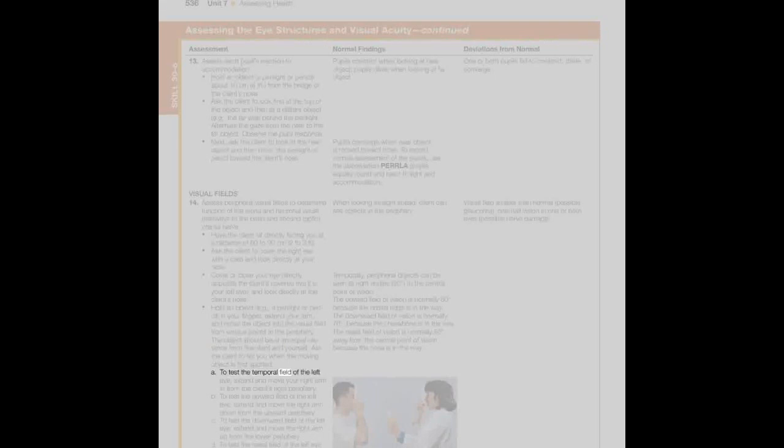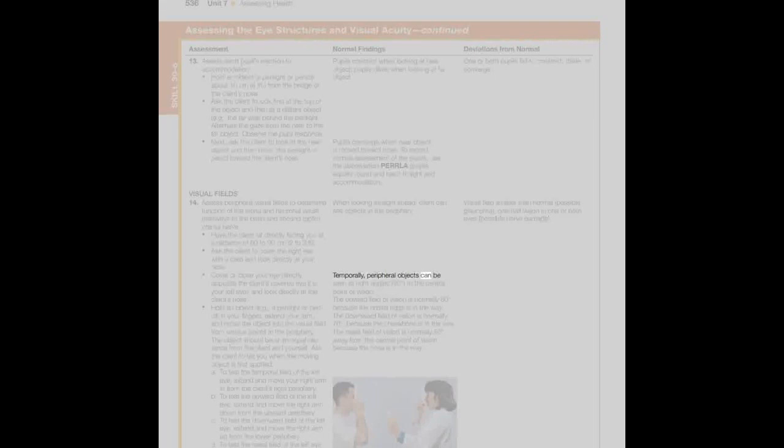A. To test the temporal field of the left eye, extend and move your right arm in from the client's right periphery. B. To test the upward field of the left eye, extend and move the right arm down from the upward periphery. C. To test the downward field of the left eye, extend and move the right arm up from the lower periphery. Abnormal: when looking straight ahead, the client sees objects in the peripheral visual field smaller than normal, possible glaucoma, or loses half of vision in one or both eyes, possible nerve damage.